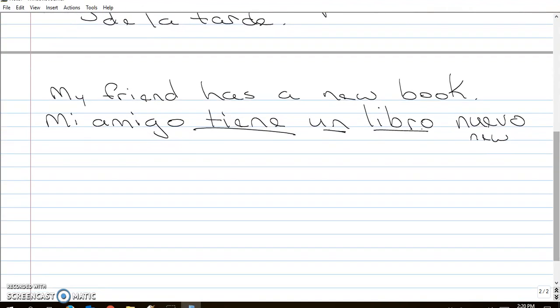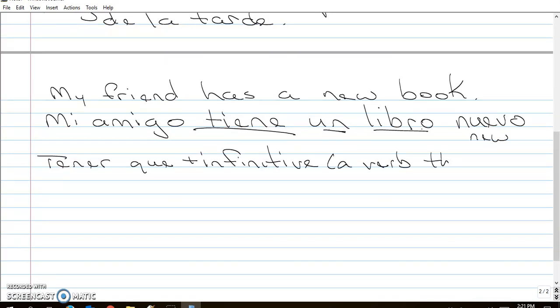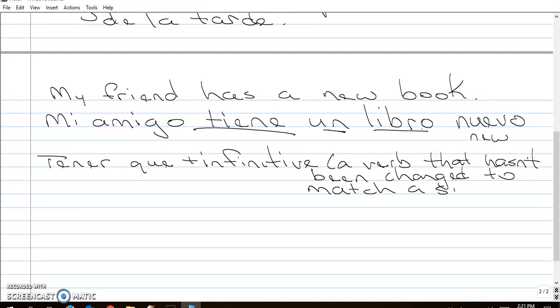Next, we're going to talk about tener que plus an infinitive. Now, what is an infinitive? An infinitive, a verb that hasn't been changed to match a subject. So all infinitives are going to end in AR, ER, or IR.